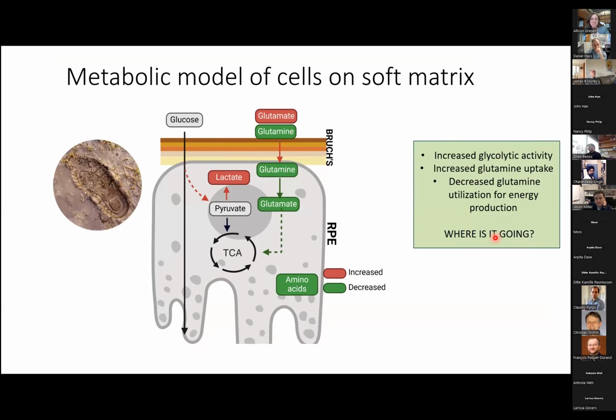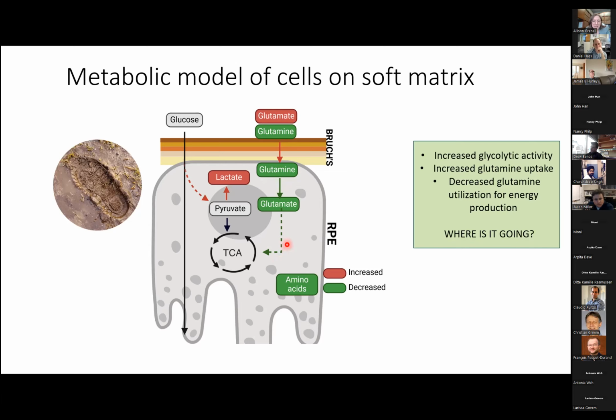One thing, so here's kind of a model or a summary of the results I found on the soft extracellular matrix. So, an increase in glycolytic activity, represented here with increased intracellular lactate, and then decreased extracellular glutamine along with decreased intracellular glutamine, and then decreased contribution to the TCA cycle from glutamine.